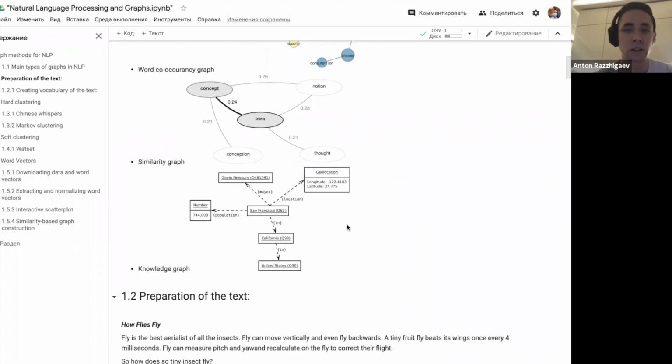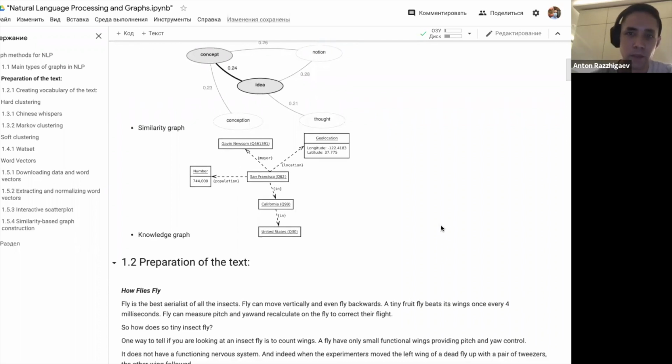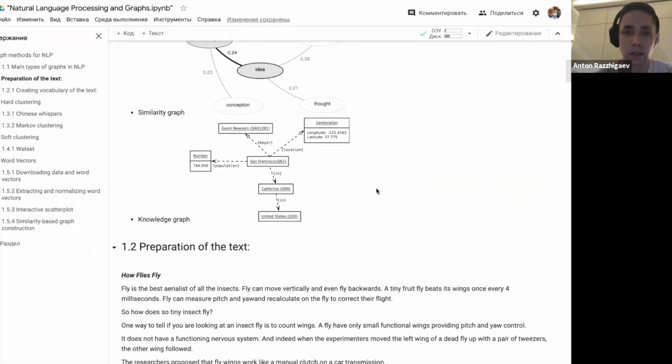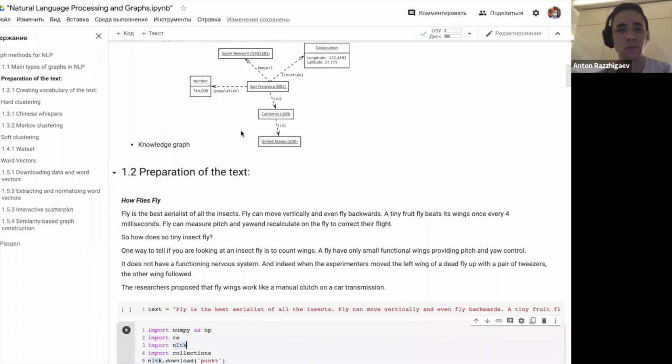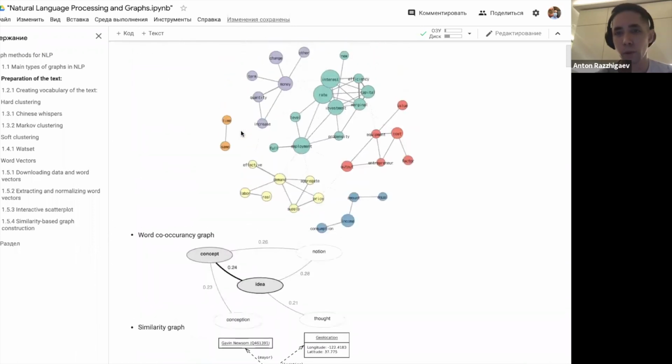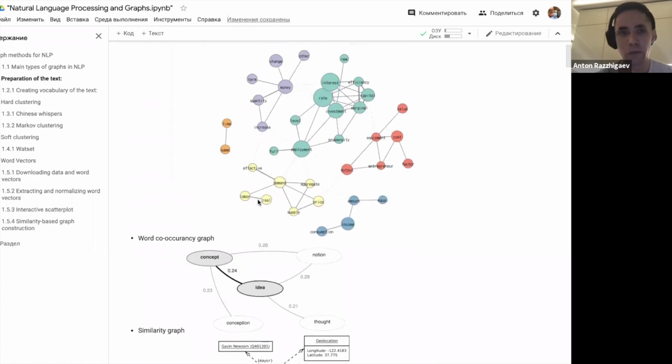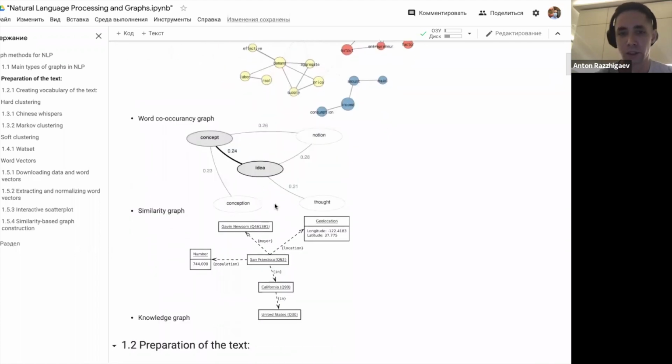And the third graph is the knowledge graph. This graph represents the relations between entities, between words, based on some knowledge. For example, Wikipedia or Wikidata databases. So we can traverse this graph and find some relations like location or population, etc. Today we will work with the first two types of graph, the word co-occurrence graph and the similarity graph.